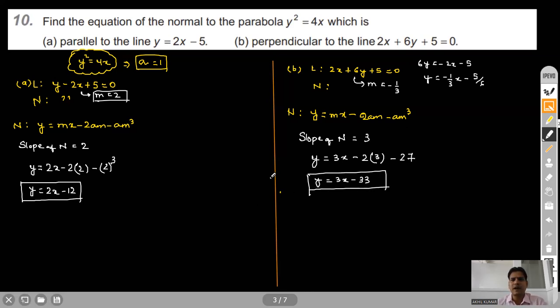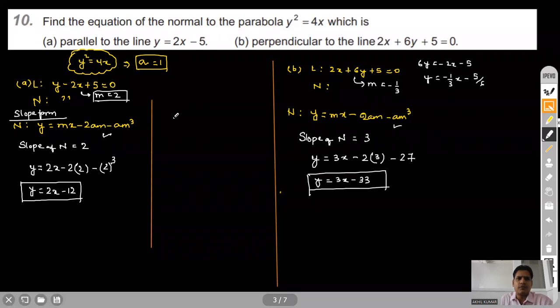Now, some student might say, why are you writing the equation of normal in this slope form? Anyway, if you wish to write it in parametric form, then also your result will be the same. So no need to worry about that. You can write the equation in whatever format or way you wish. There will be no disturbance on the final answer. We are going to get the same answer from all ends. So suppose we write it in parametric form. This was in slope form.